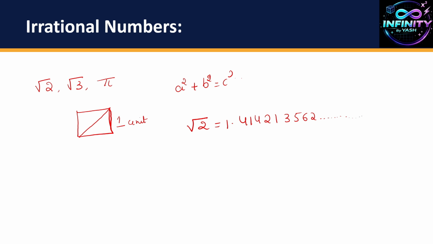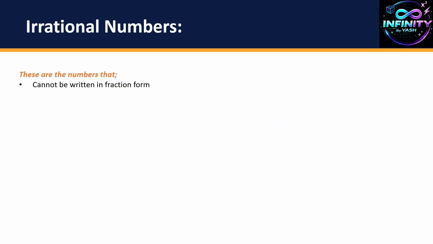The root 2 decimal value is 1.41421356. The digits never stop and never repeat. So these numbers are called irrational numbers. So we can conclude that irrational numbers cannot be written in fraction form and have non-terminating and non-repeating decimals. Examples: root 2, root 3, and pi.